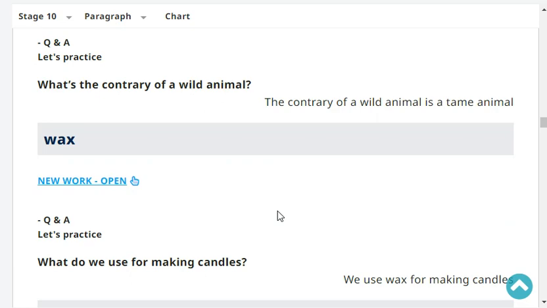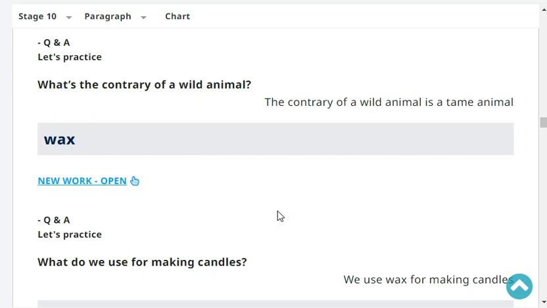Very good. What's the contrary of a wild animal? The contrary of a wild animal is a tame animal. Very good.